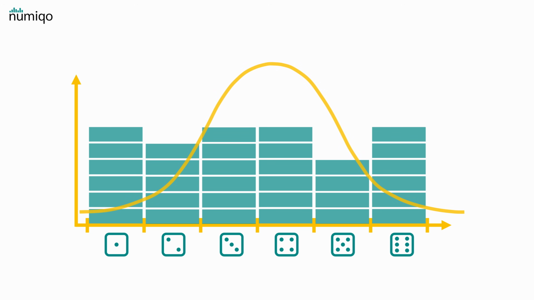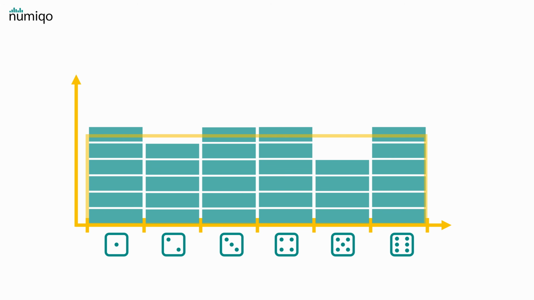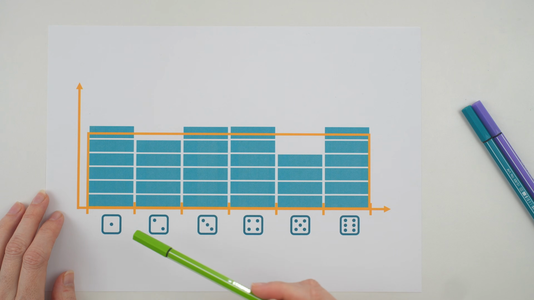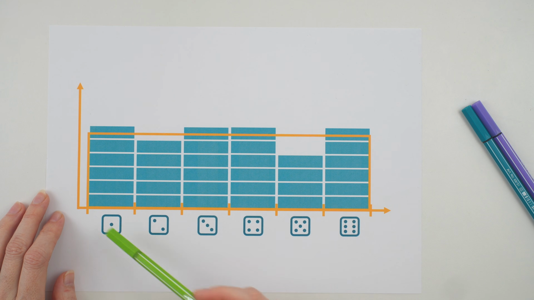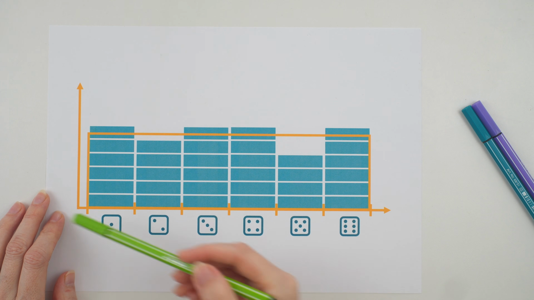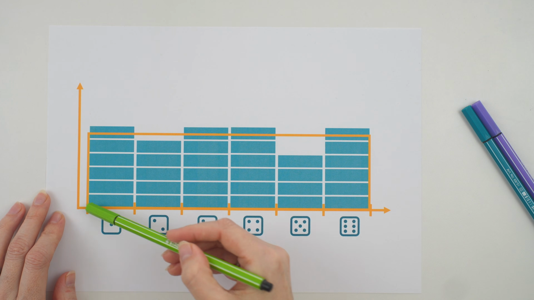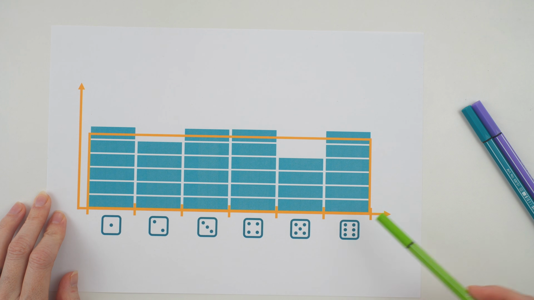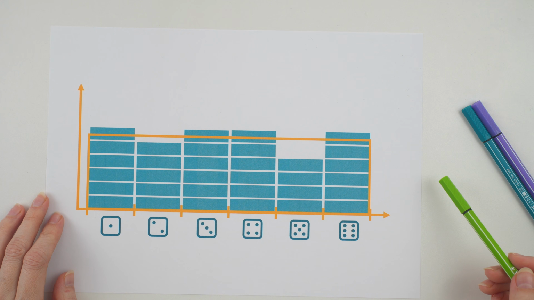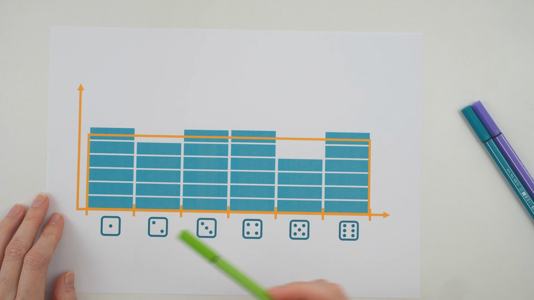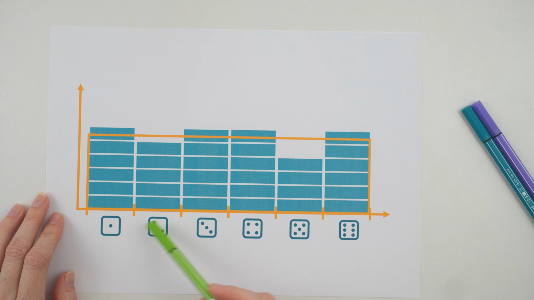But hey, it doesn't look like a bell curve. It looks more like a flat rectangle. The outcomes are 1 through 6. Each one is equally likely. So the result won't be a bell curve. It will be a flat rectangle. So for example, the probability of rolling a 1 is the same as rolling a 3. Every number has the same chance to appear. So we get a flat distribution. Okay, but we want a bell curve.